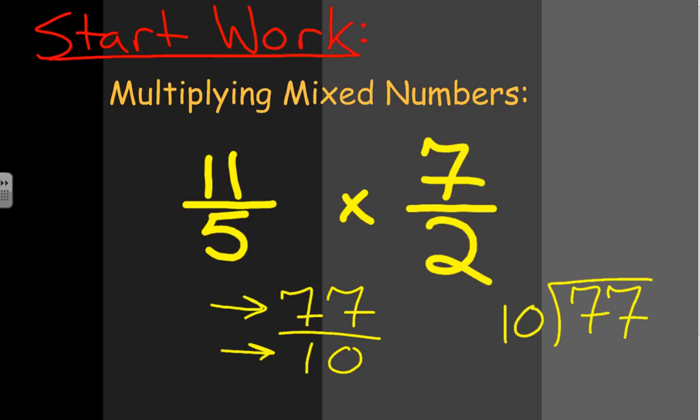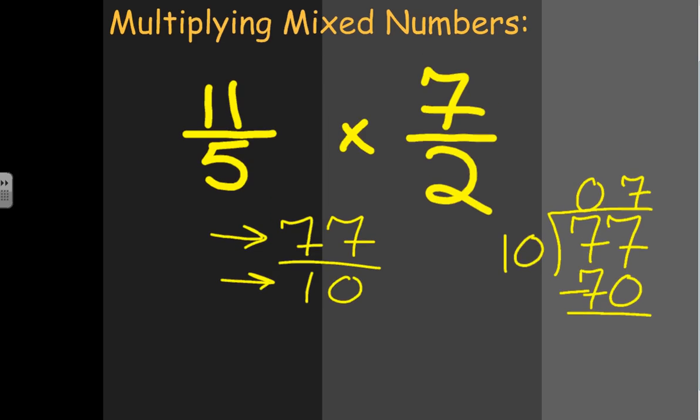10 goes into 7 0 times. 10 goes into 77 7 times, which is 70. Subtract, and I have 7 remaining. Now, 7 remaining out of 10 parts. So that would be 7 out of 10, or 7/10. Our answer would be 7 and 7/10. Go ahead and check your work.